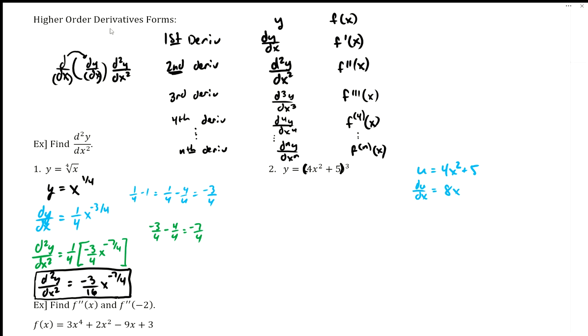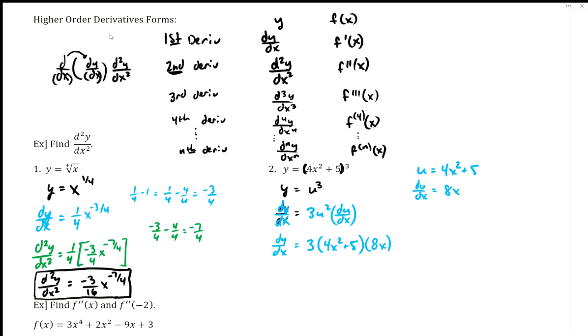Now we can set up our chain rule. So we have y equals u cubed. We haven't done anything yet, but now let's do the derivative with respect to x. So dy/dx, let's do it in blue. I'm just going to highlight over. That's showing we're doing our derivative. dy/dx is 3u squared times the derivative of u with respect to x. And so we can plug those in. We get dy/dx equals 3, and then u is 4x squared plus 5, and then du/dx is 8x.